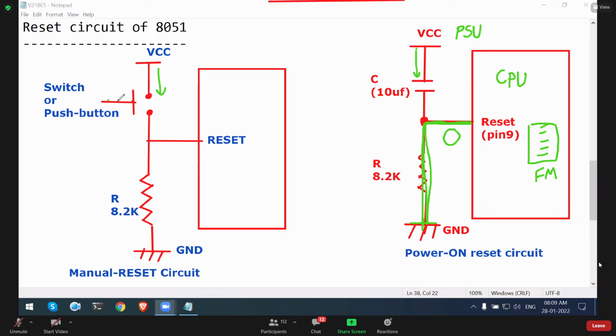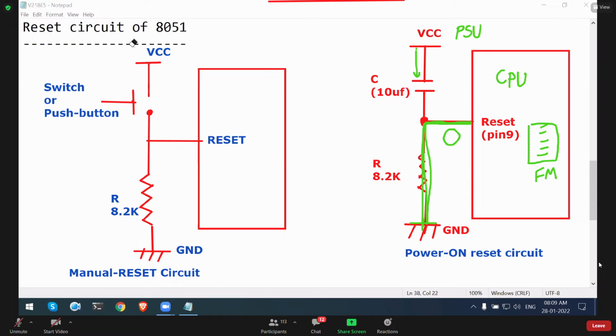So what happens whenever you press the switch? Whenever you press the switch, these two wires get shorted and the VCC is given to the reset pin. As soon as you press and hold the switch, VCC gets connected to the reset pin. And when you release the switch, these two contacts will open.